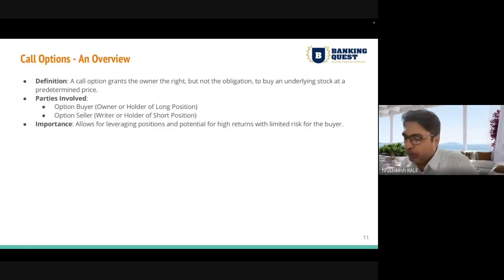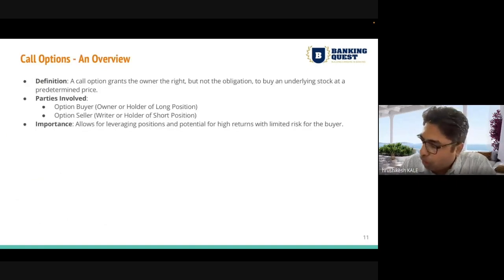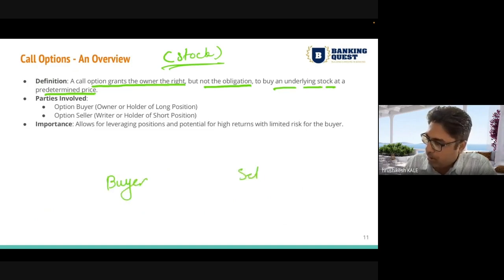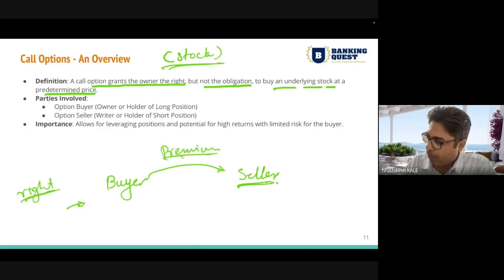Okay, let us look at call option. Call option grants the owner the right but not the obligation to buy an underlying stock at a predefined price. We are looking from a stock point. So basically, there is a buyer and there is a seller. Now, in call option, buyer has a right. In order to purchase that right, he needs to pay premium to the seller.